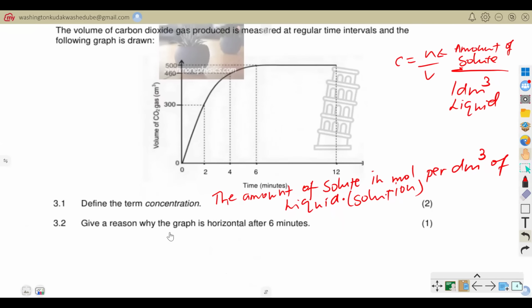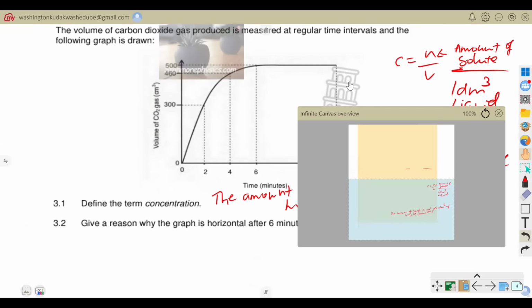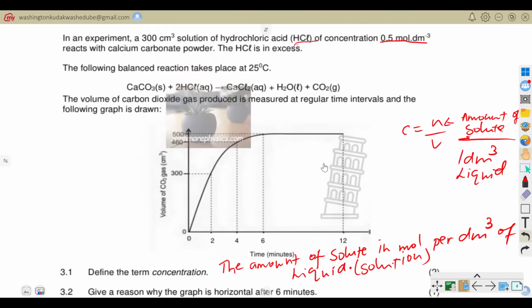Give a reason why the graph is horizontal after 6 minutes. So the graph is horizontal here, where the volume produced is now 500 cubic centimeters. Why are we having this horizontal line? Or else, why is our graph horizontal here? Why are we now having a constant volume of what? Of our carbon dioxide. We now need to look into a reaction to get to see what's happening.